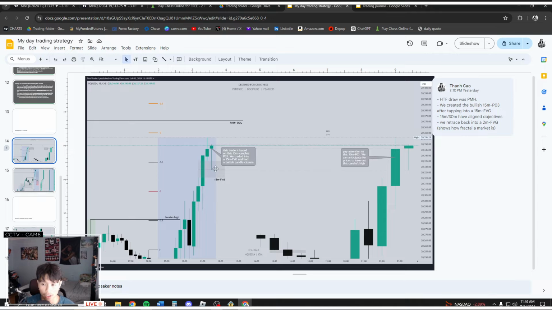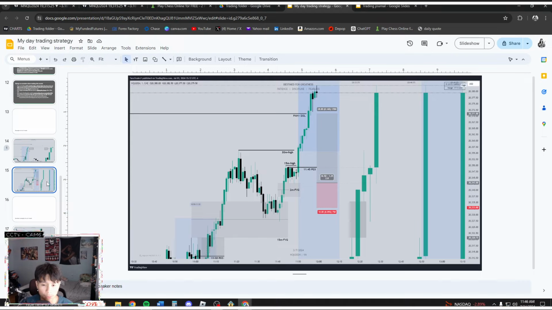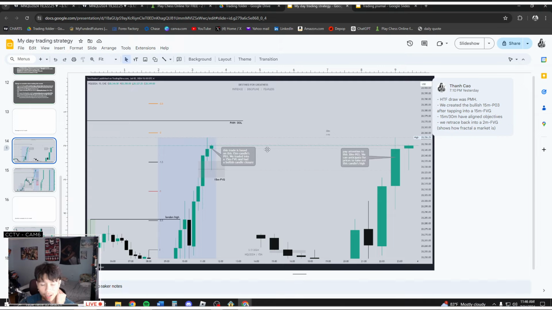So that's checked off. On the lower time frames, we have the same model, but like I said, it's on the lower time frame. So that just shows you how fractal price can be. So check. That is an A+ setup. This right here, I will take every single time I see it.